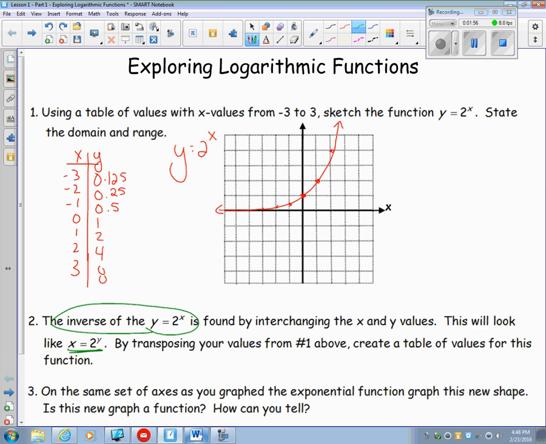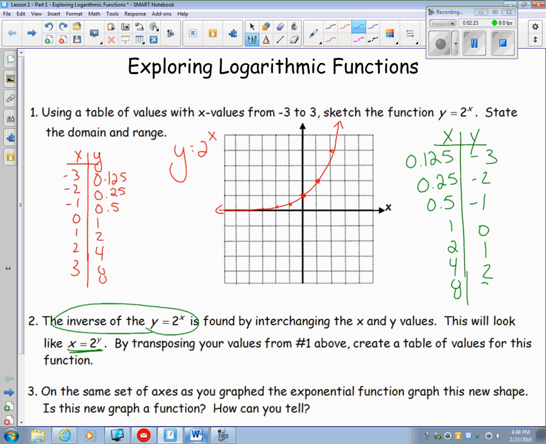Okay. To graph this, we can do the same thing with our tables. We take x, we make it y, we take y and make it x. So the numbers aren't going to change, just the position of them. So instead of -3 and 0.125, well, this side has the 0.125, and this will have the -3. We've swapped positions. And then 0.25 and -2, 0.5 and -1, 1 and 0, 2 and 1, 4 and 2, 8 and 3, and so on and so on.